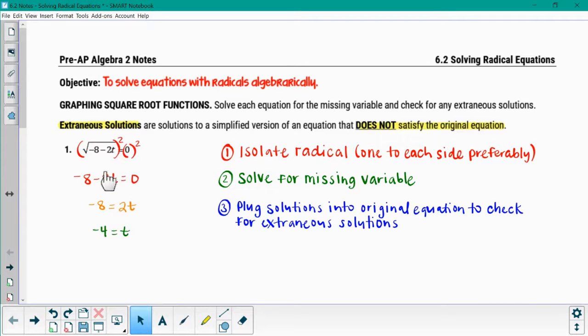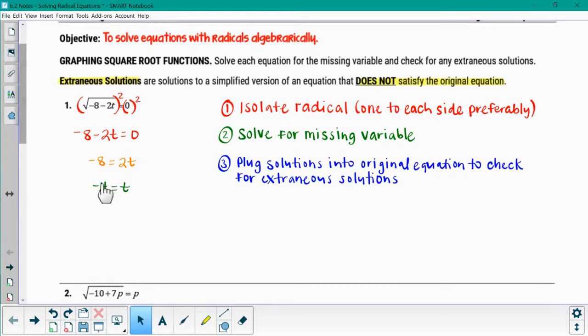I added 2t to both sides of the equation, and that gave me -4 equals t. I haven't boxed my answer yet because I do need to take this t equals -4, plug it back into the original equation to see if it is correct and true. So when I plug it back in, I end up getting the square root of -8 plus 8, which is the square root of 0, equals 0, which in turn results in 0 equals 0, which is true. So since it's true, I'm going to box my answer because it is a solution.